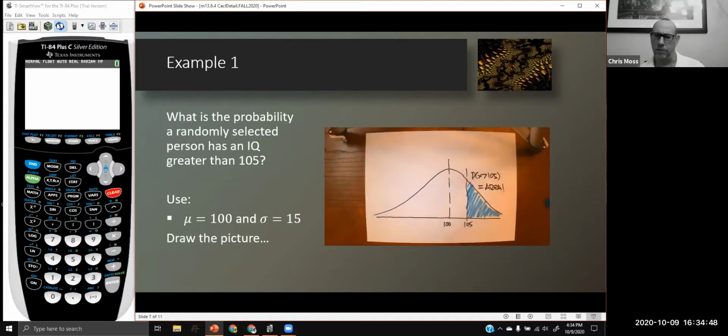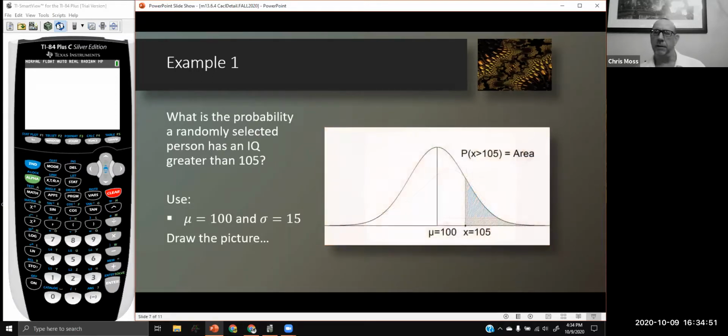Ooh, that was quick and noisy. There we go, much nicer. So we want to find that area. That's the probability that x is greater than 105.